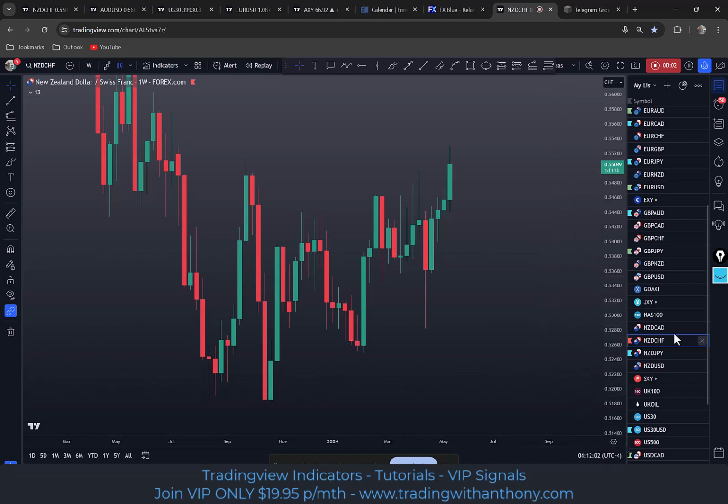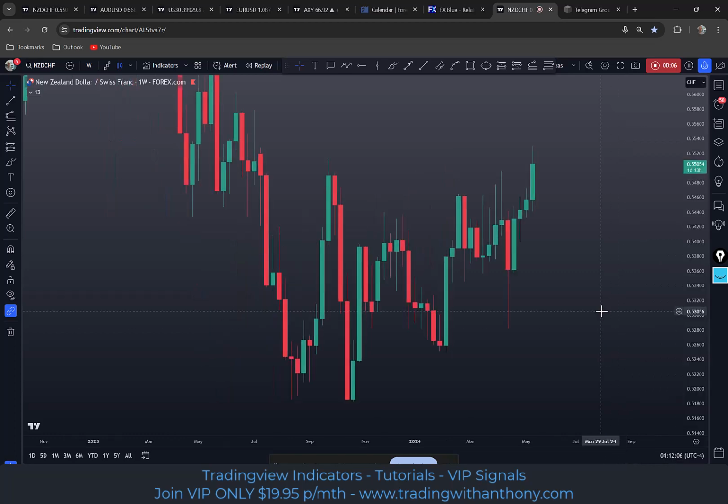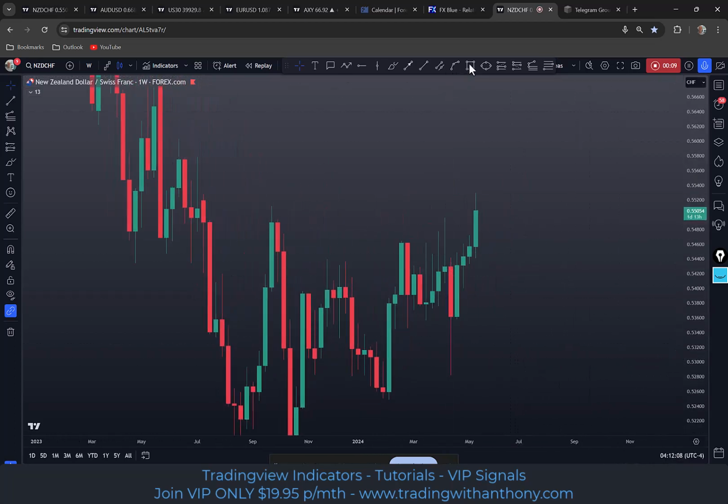Traders, Anthony here. I'm looking at the Kiwi Swissy. This is in a strong bullish trend on the weekly time frame. Let's mark up some levels and we'll go down the time frame and I'll give you my take on a trade idea. Okay, so we're trading into this level here.